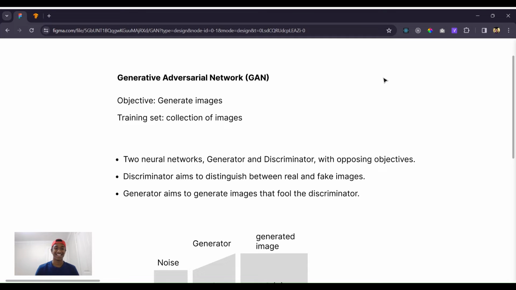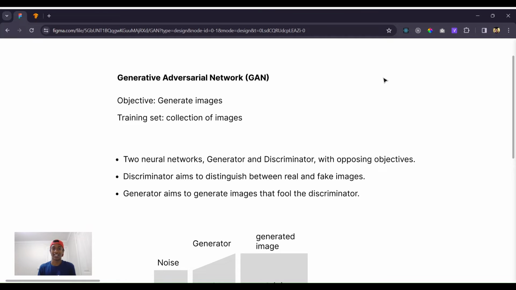Hey guys, in this video we're going to be walking through the Generative Adversarial Network, or the GAN. We're going to be talking about how it works, we're going to be talking about the loss function, we're going to be talking about how to train it, and we're also going to be weighing up the pros and cons of this network architecture.